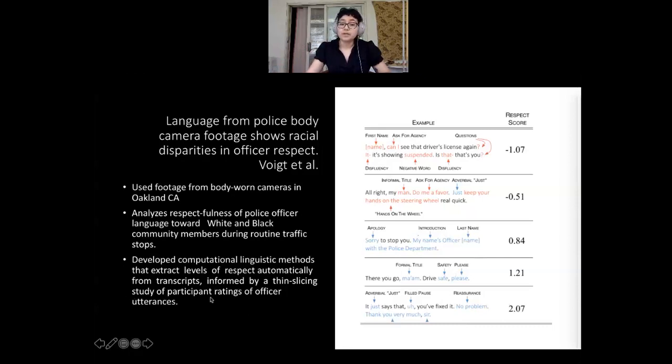And so they had participants rating officers' utterances. So this is a survey aspect of it, sort of mixed methods, integrating survey research, and pre-testing the schema to define a schema which they applied to the larger analysis of these body-worn cameras.